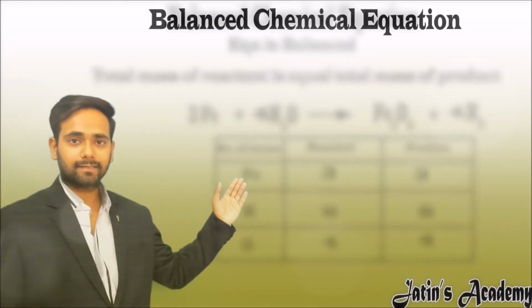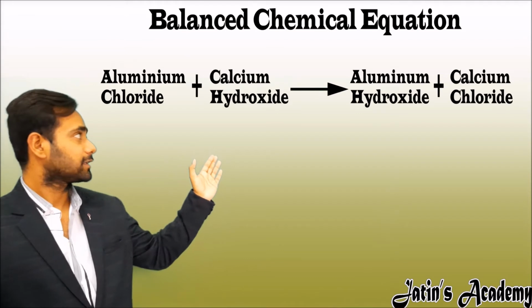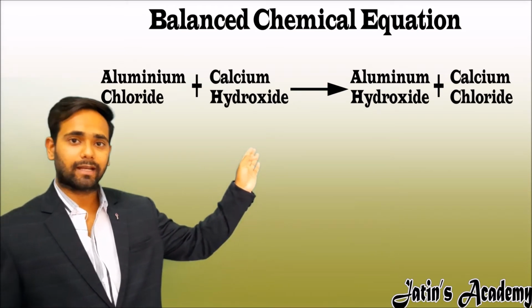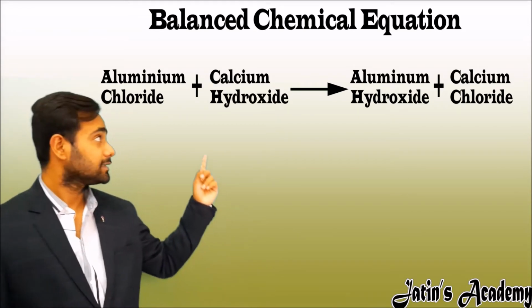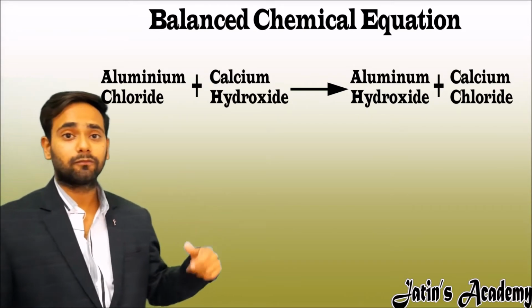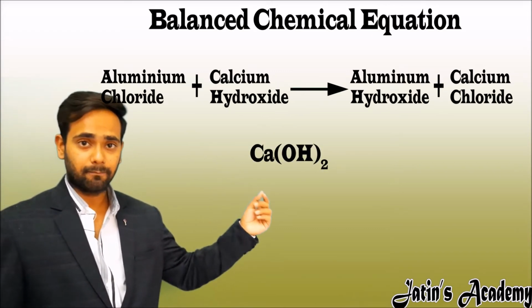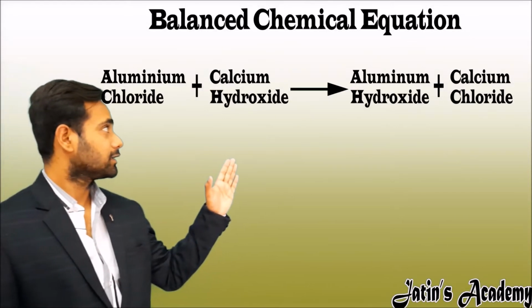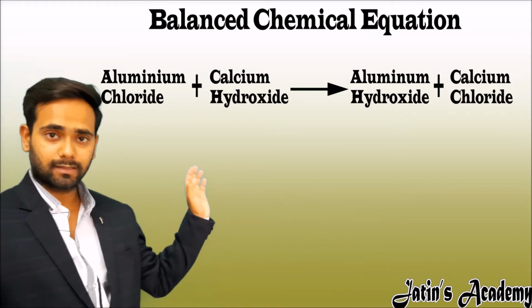Here I am taking the second example, in which aluminium chloride reacts with calcium hydroxide to give aluminium hydroxide and calcium chloride. Why am I taking this example? Because in this example I want to tell you what happens when two elements are in the same bracket, and how to solve that equation. To balance this chemical equation, our first step is to make the formula from this equation.